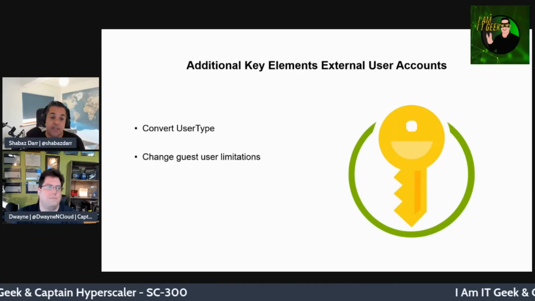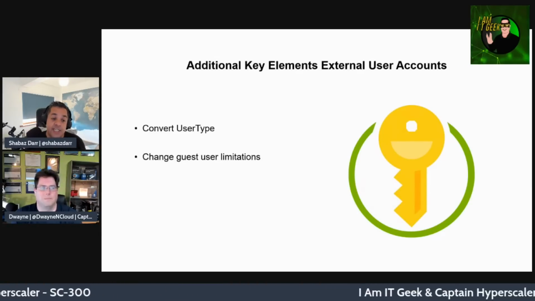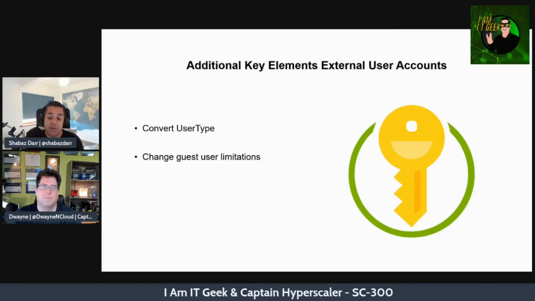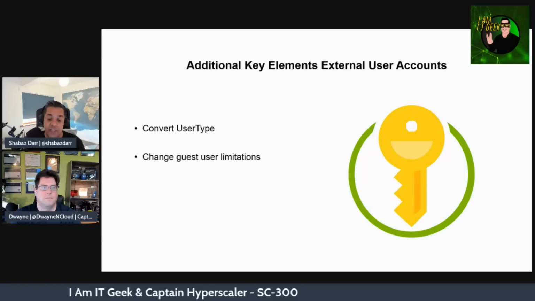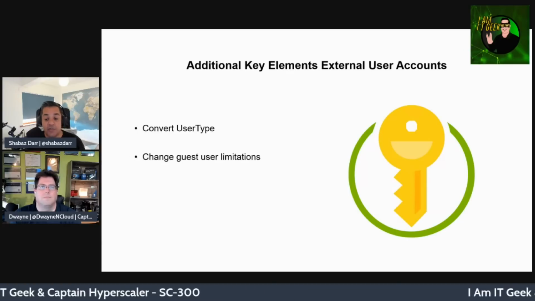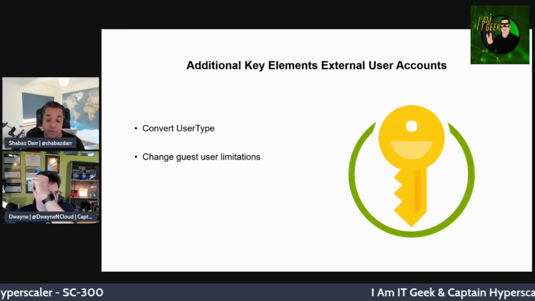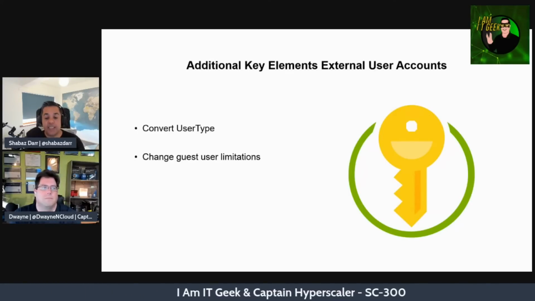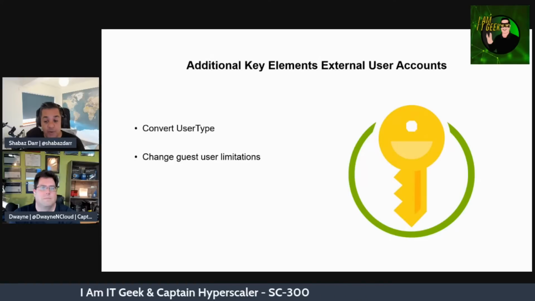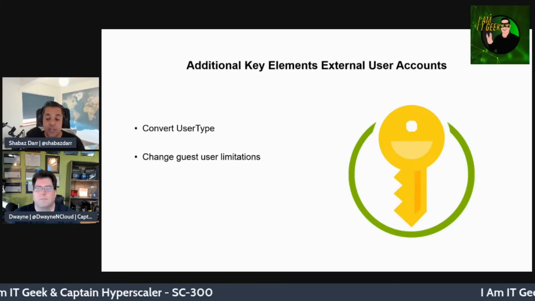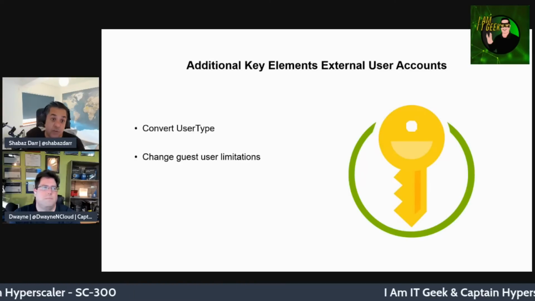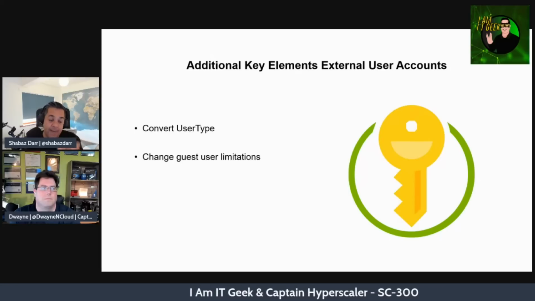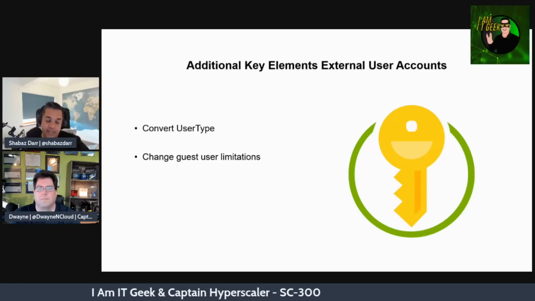Another key element is changing guest user limitations. There may be cases where you want to give guest users higher privileges. You can add a guest user to a role and even remove those default user restrictions in the directory to give that user the same privileges as a member. It's possible to turn off default limitations as well, and you can remove limitations through the user settings that Dwayne was showing us in Azure AD. We are going to be looking at managing guest users in Azure AD later in the demo.